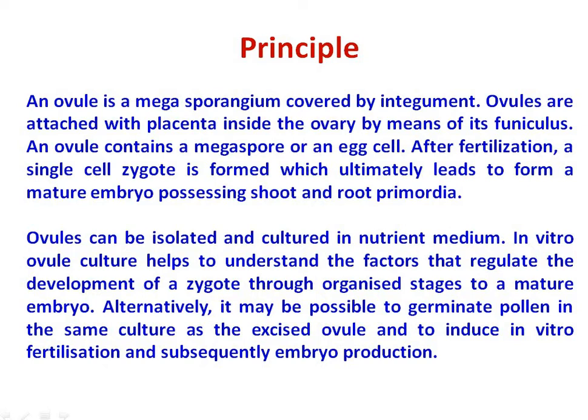After fertilization, a single cell zygote is formed, which ultimately leads to a mature embryo possessing shoot and root primordia. Ovule can be isolated and cultured in nutrient medium. In vitro ovule culture helps to understand the factors that regulate the development of a zygote through organized stages to a mature embryo. Alternatively, it may be possible to germinate pollen in the same culture as the excised ovule and to induce in vitro fertilization and subsequently embryo production.